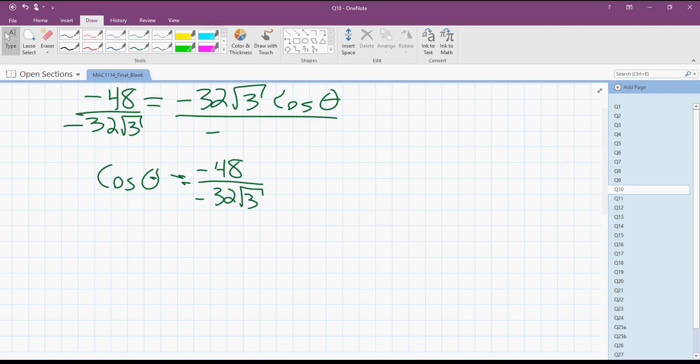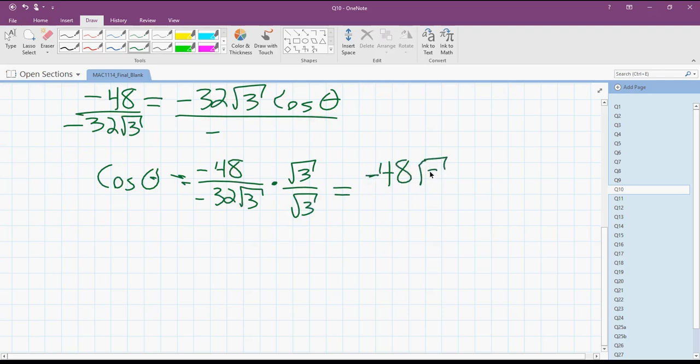If we rationalize this, what are we going to do first? So you get negative 48 square root of 3 all over what's really on bottom now? Negative 32 times 3, which is? Negative 96. All right. So now, if you take negative 48 divided by negative 96, that reduces down to 1 over 2.